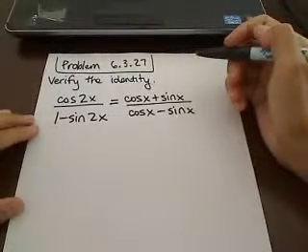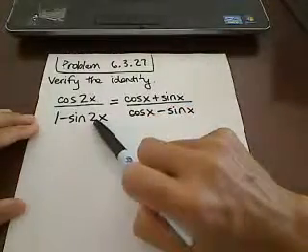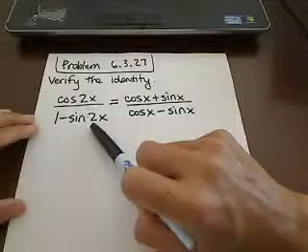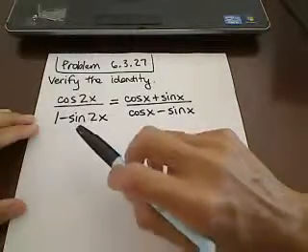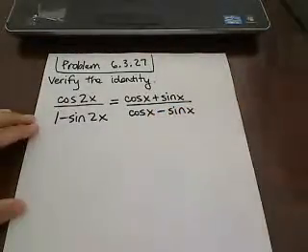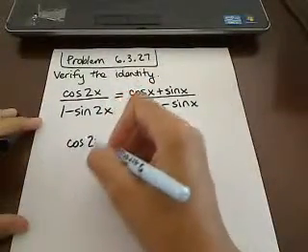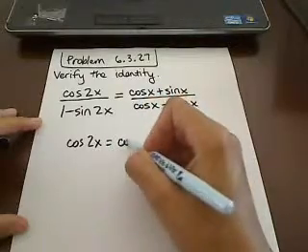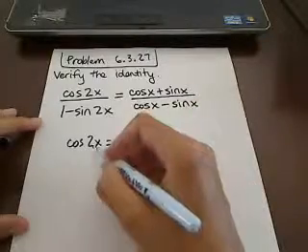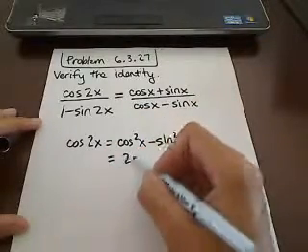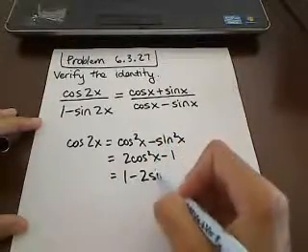Some of the tricks: when I look at something like this, I know that there are formulas to convert cosine 2x and the sine of 2x into things that don't have double angles. So initially I thought of using those formulas. For instance, the cosine of 2x can be thought of as cosine squared x minus sine squared x. This is also equivalent to 2 cosine squared x minus 1, and also equivalent to 1 minus 2 sine squared x.